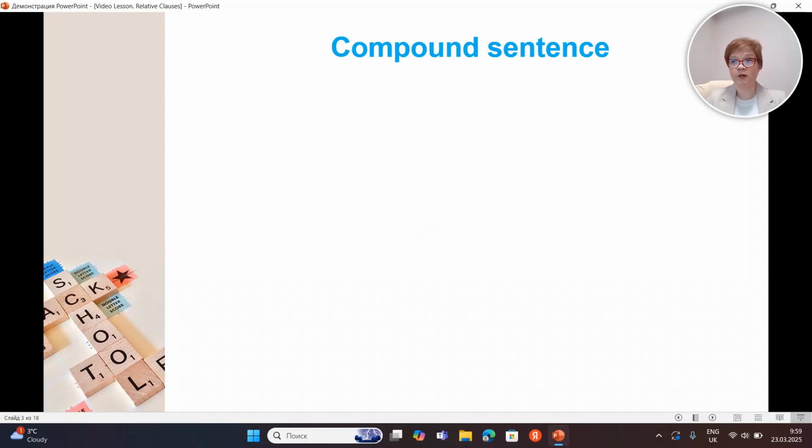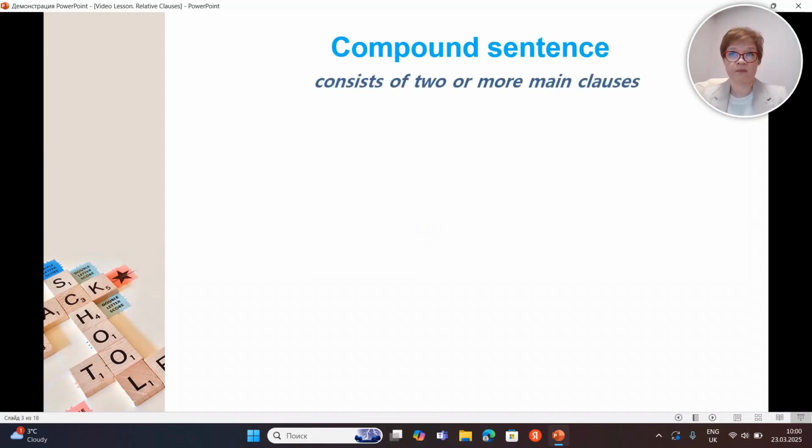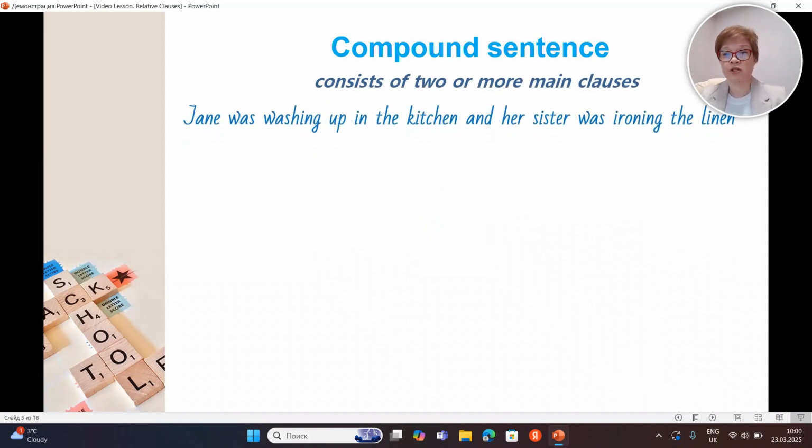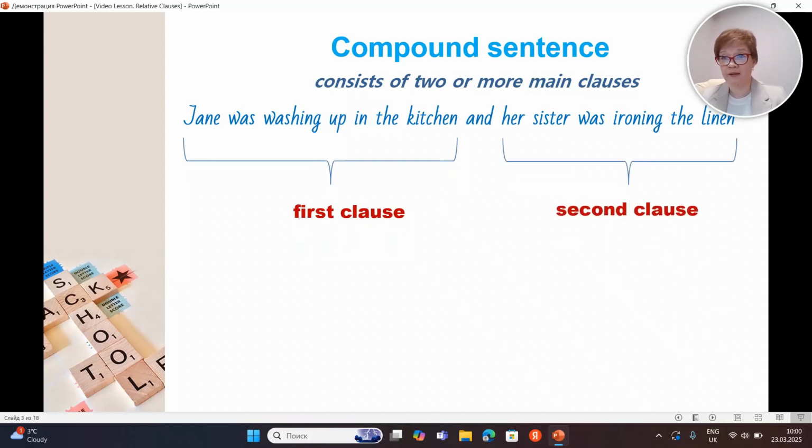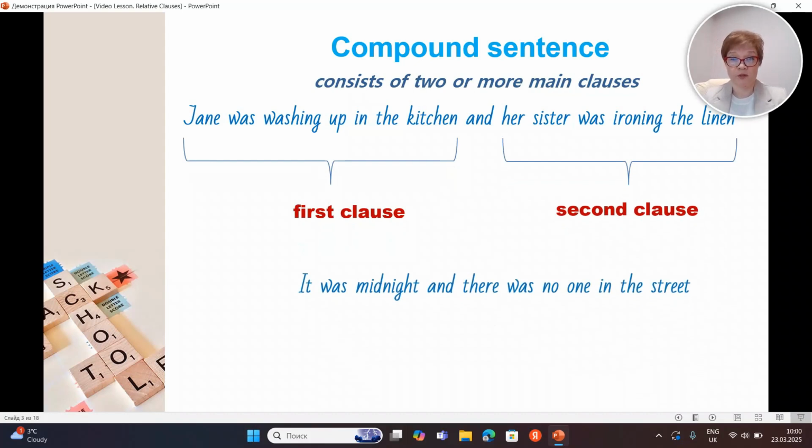Now, if you want to combine two complete thoughts, we need a compound sentence. These are two independent clauses joined by coordinating conjunctions, like and, but, or so. Look at the first example, please. Jane was washing up in the kitchen and her sister was ironing the linen. The first clause here is Jane was washing up in the kitchen. The second one is her sister was ironing the linen. And is a coordinating conjunction. Try to analyze the next sentence in the same way. It was midnight and there was no one in the street.